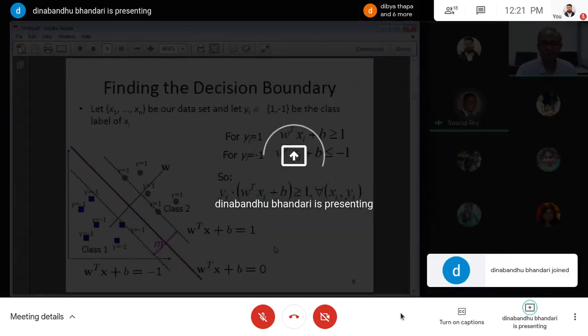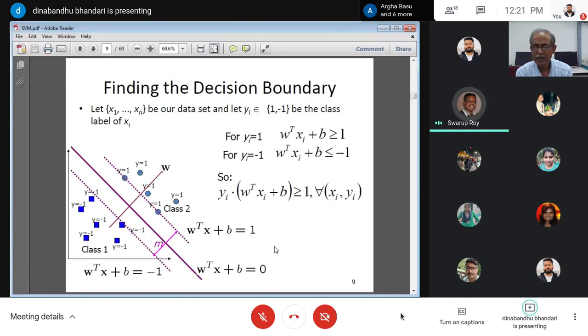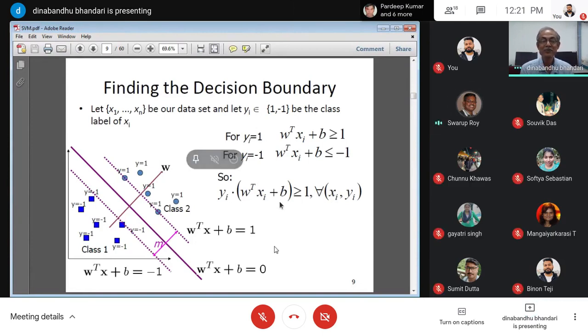Dinamanta, one more thing, as computer science people, we prefer more the algorithmic view. Can you show the algorithmic view of that? Algorithmic view. I understand.